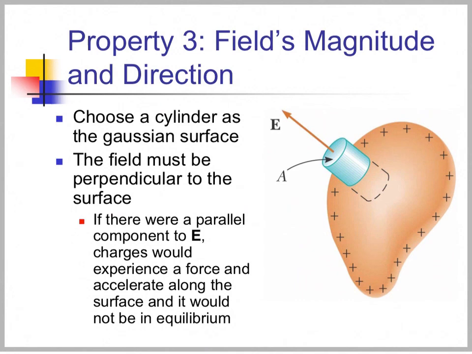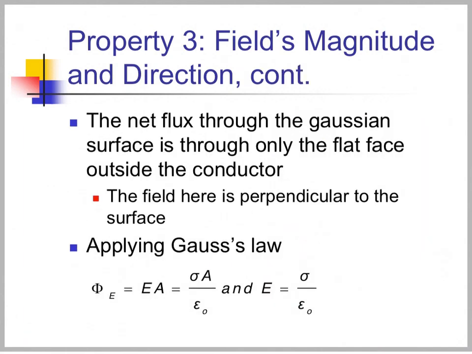Property 3 talks about its magnitude and direction. We choose a cylinder as our Gaussian surface. The field must be perpendicular to the surface. If there was a component of the electric field that was parallel to the surface, then any charges here would experience a force and would move along the surface. So, if that was the case, it wouldn't be in equilibrium. So if it's in equilibrium, there can be no electric field parallel to the surface. It always has to be perpendicular.